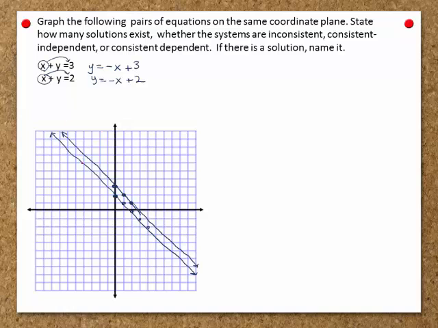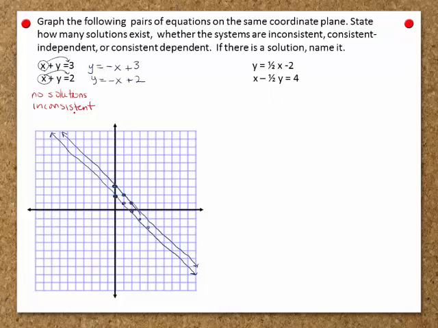Now this system, we have parallel lines, so there are no solutions. No solutions. We are inconsistent. And since there are no solutions, we can't state it.